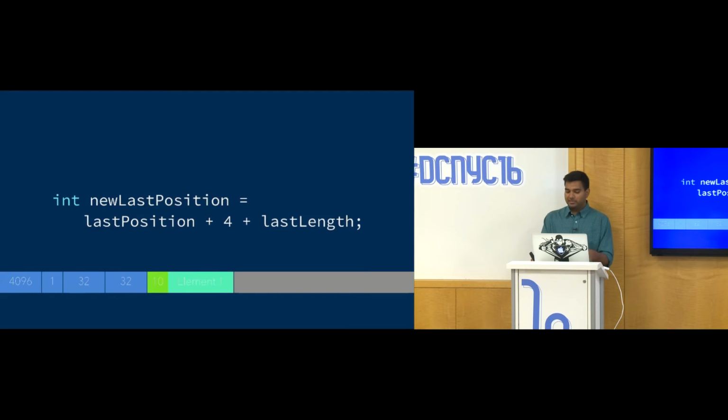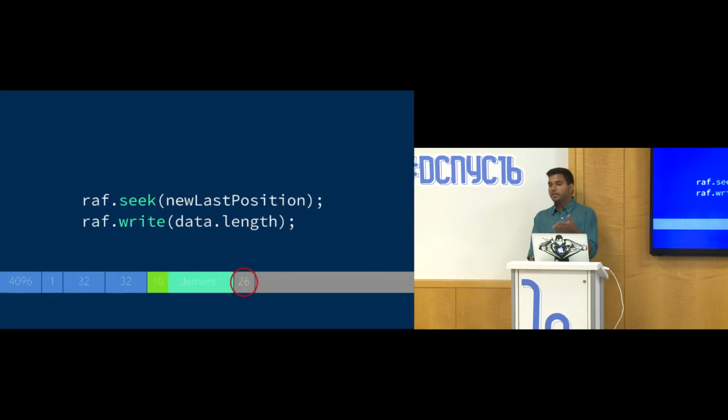We know the size of the last element, which is 10, and we know the size of the element header, which is 4. So the next element is going to be at 32 plus 4 plus 10, which is 46, exactly where element 1 will end. We move our cursor to that position, and first we just write the element header, which is just the size of the data itself. And remember, this part actually implicitly calls fsync because of the RWD mode we're opening the random access file in.